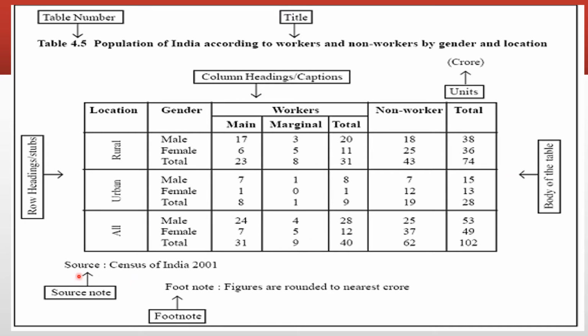We have the source note. So we know where our data is sourced from. It is obtained from the Census of India 2001. Here we also have a footnote. Now footnote can explain any extra details that we need to know about the numerical data that is given in the various cells in the body of the table. So here it says figures are rounded to the nearest crore. So this gives us an idea of what an ideal table should be like.